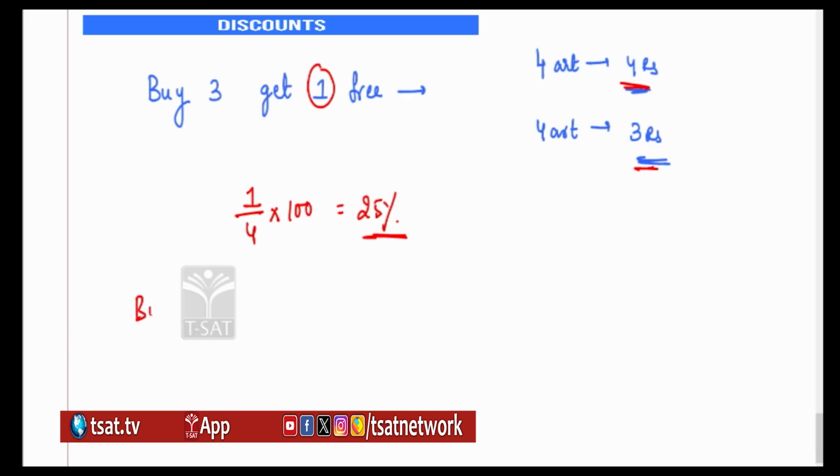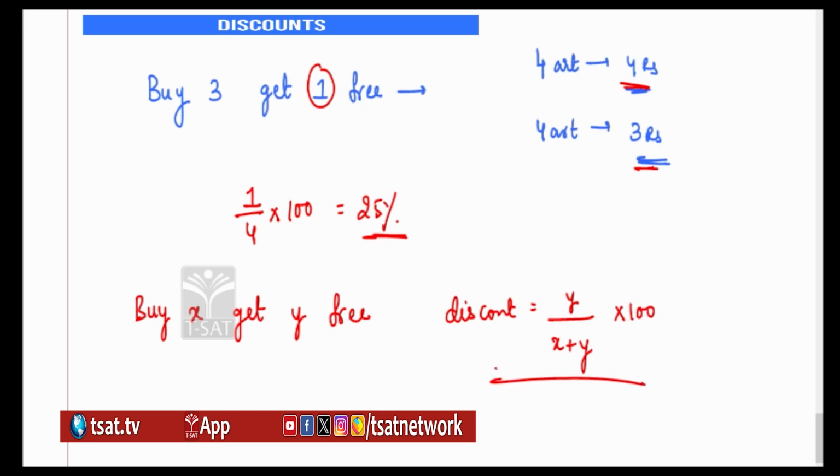So if I say buy x get y articles free, then discount is equal to the y articles you are getting over the total x plus y articles, into 100. Remember, so that you can directly put it. Buy x get y free means discount is y by x plus y into 100. This formula will give you the direct discount percentage. Now we will look at the sums based on the discussed concepts.